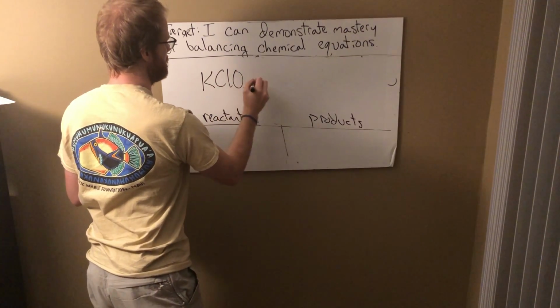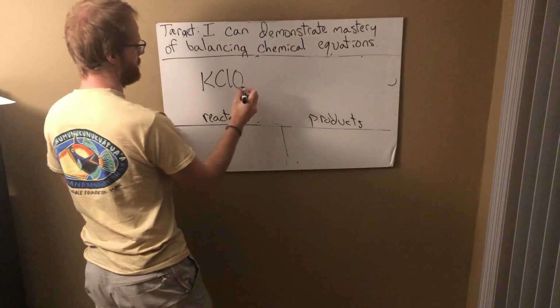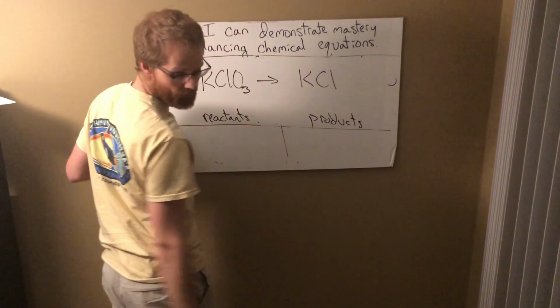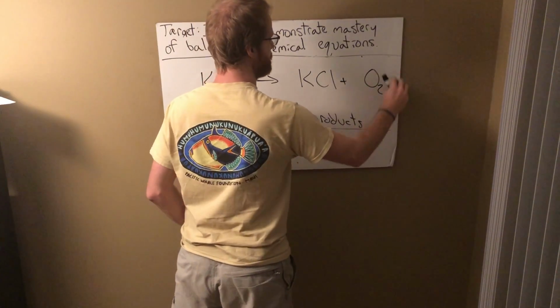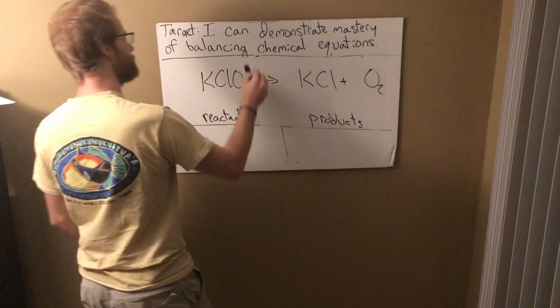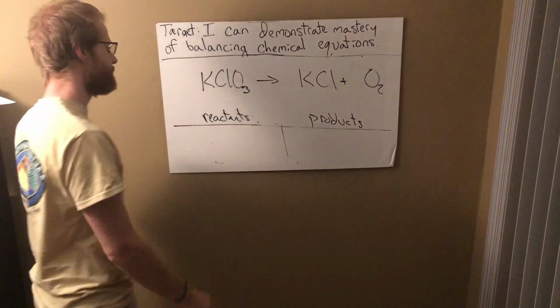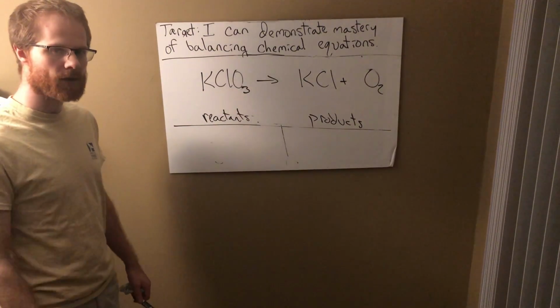KClO3. That is a 3. There we go. KClO3 yields KCl plus O2. Cool. All right. Go ahead, see if you can solve this particular equation. Good luck.